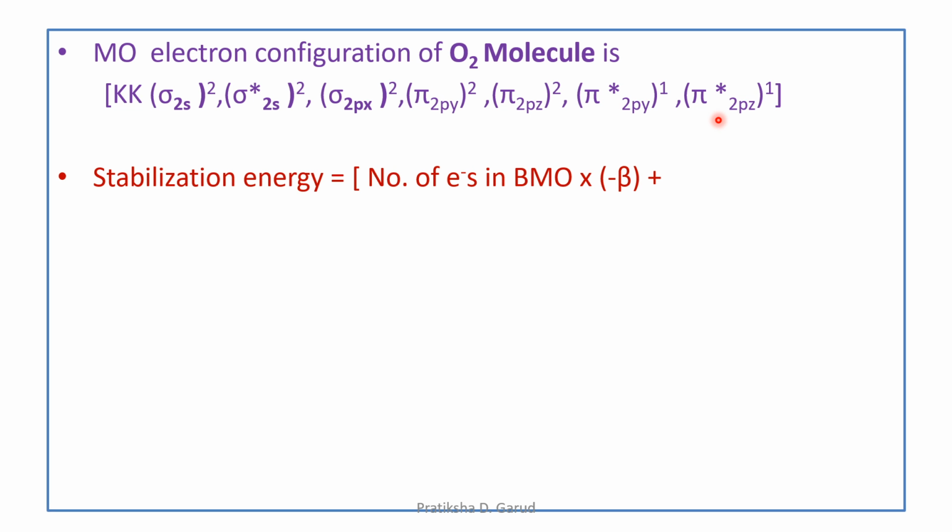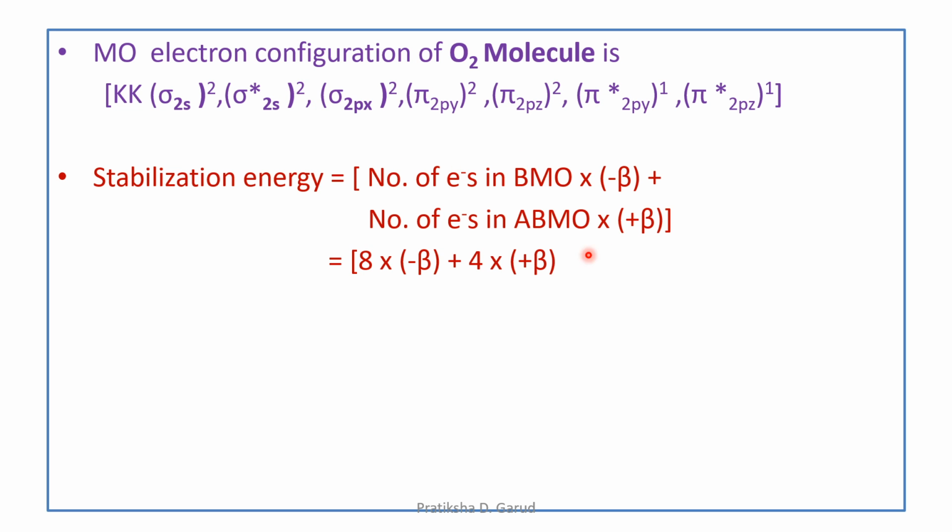Then the stabilization energy is equal to number of electrons in BMO into minus beta plus number of electrons in ABMO into plus beta. In the BMO, there are 2 plus 2 plus 2 plus 2, 8. And in the ABMO, 2 plus 1 plus 1, 4. So it becomes 8 into minus beta plus 4 into plus beta, which is equal to minus 4 beta. And this value is called the stabilization energy.